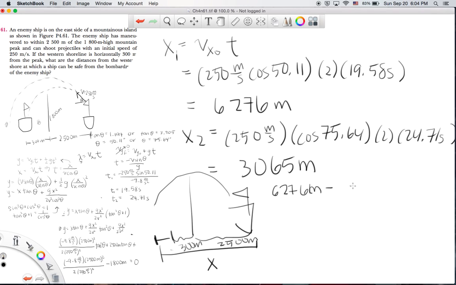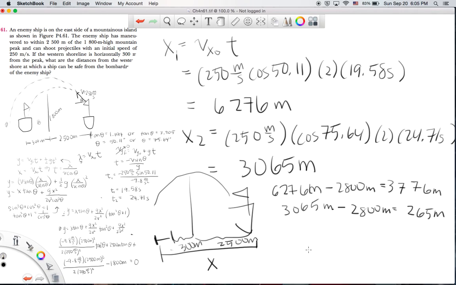So we do 6,276 meters minus 2,800 meters, and that equals 3,476 meters, and 3,065 meters minus 2,800 meters, and that equals 265 meters.